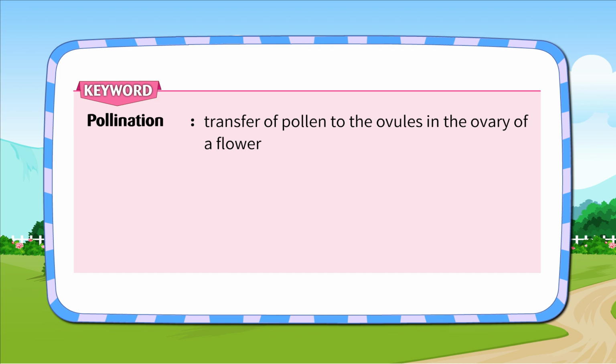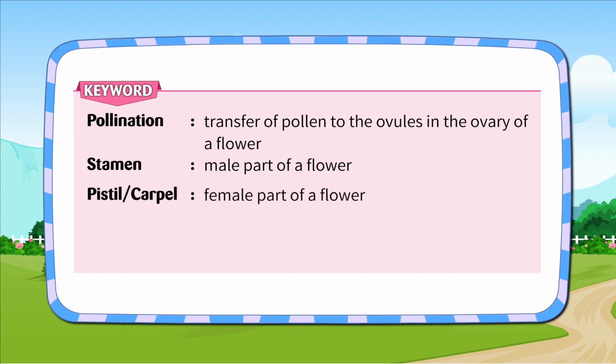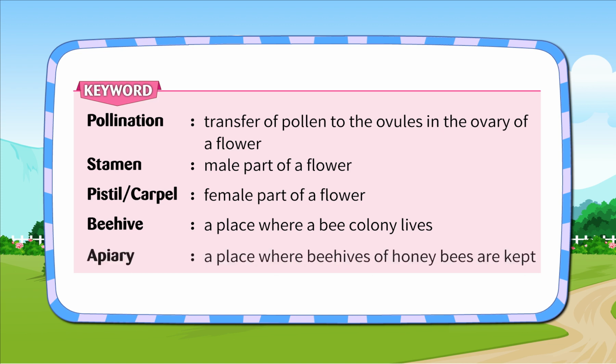Keyword: pollination. Transfer of pollen to the ovules in the ovary of a flower. Stamen, male part of a flower. Pistil, carpel, female part of a flower. Beehive, a place where a bee colony lives. Apiary, a place where beehives of honeybees are kept.